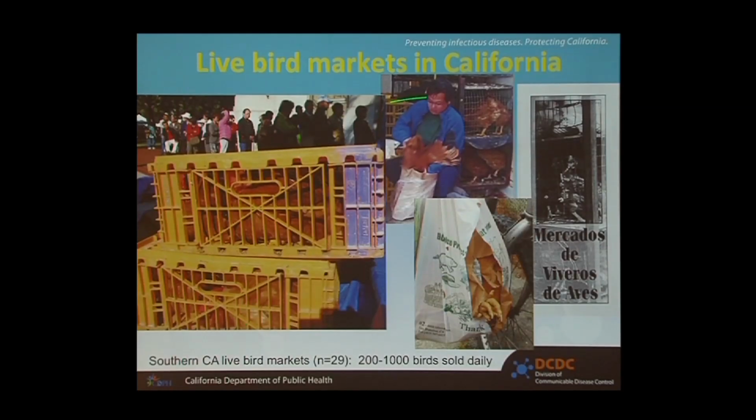And so there is surveillance of these live bird markets, but it's sporadic, and it's not, I think, as rigorous as we'd like it to be. But live bird markets are not only in Asia, but also here in California, and apparently many, many in New York, which is another place of concern.